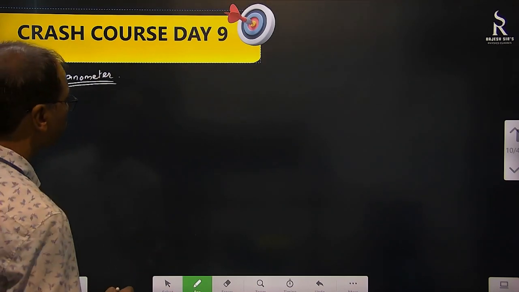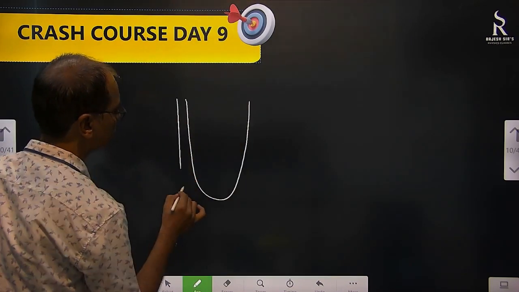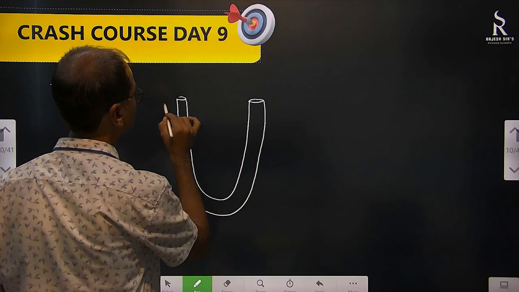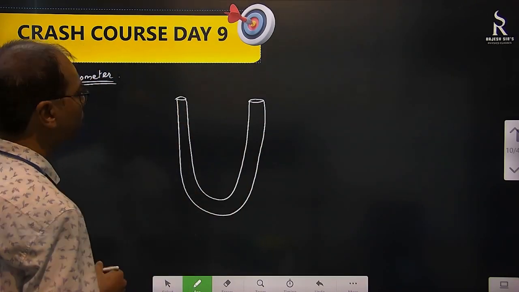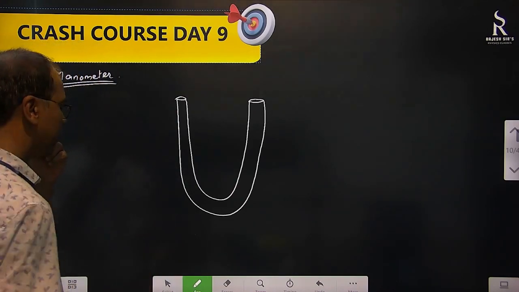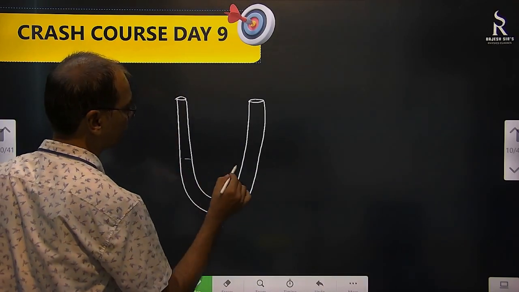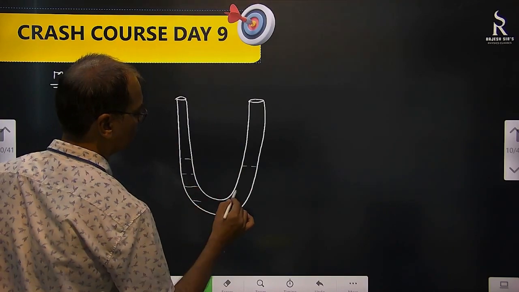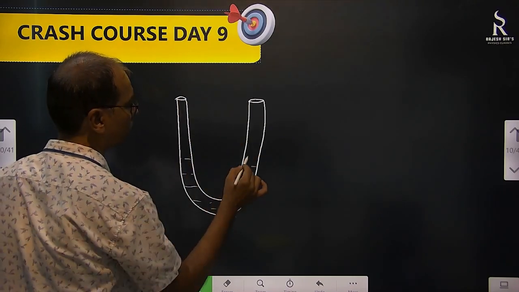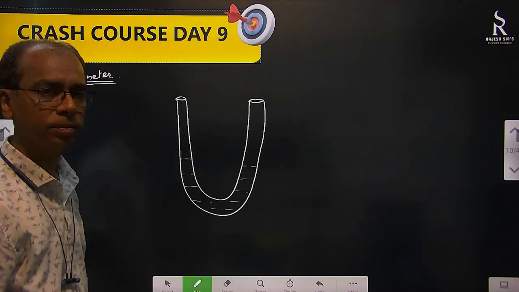Manometer is a U tube, something like this. Now what it is used for? It is used to find the pressure of any gas or liquid. In this one, what happens actually? Initially, mercury will be in the same level. Why same level? Because on both sides, it is open to atmosphere. So here also atmospheric pressure, here also atmospheric pressure. So it will be in equilibrium. So level is same. Correct.